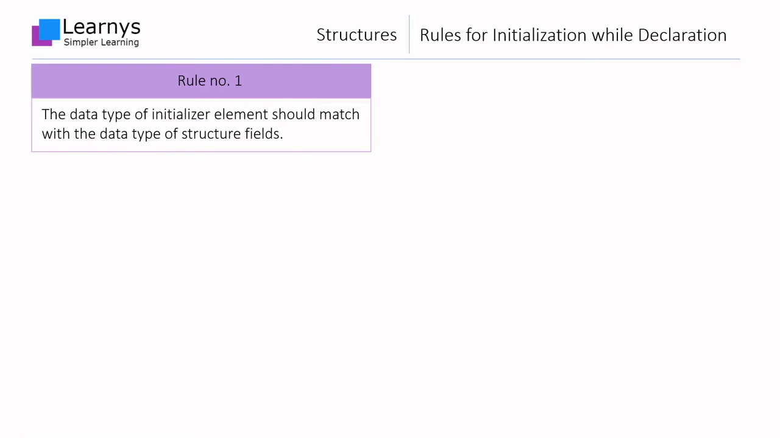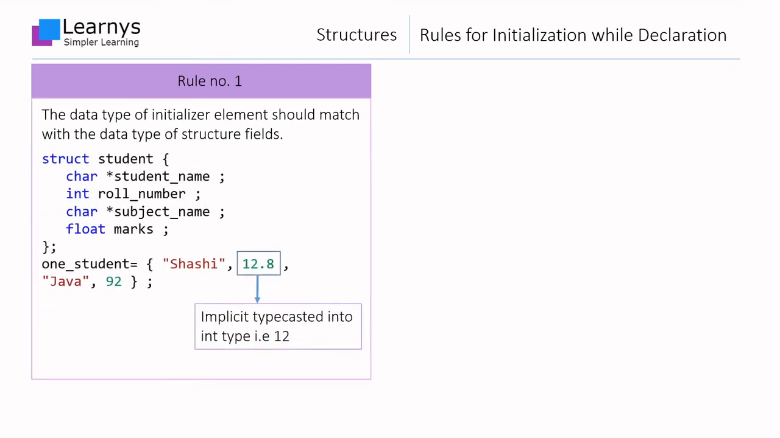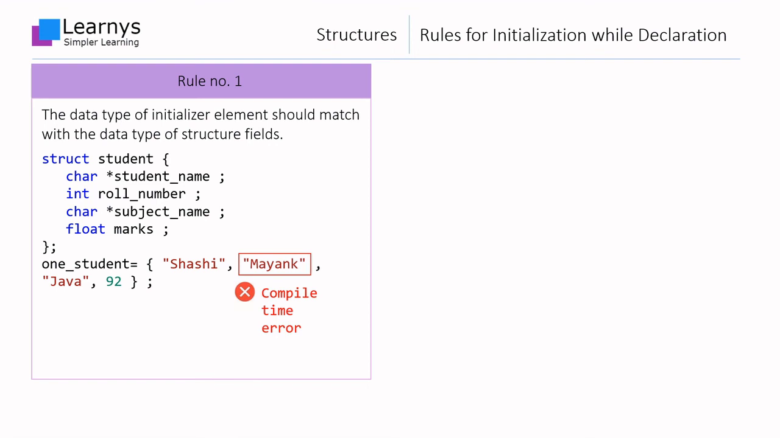The order of the initializer statement is essential. The data type of the initializer should match with the data type of the structure field. In the case of a mismatch, the compiler will force implicit typecasting, leading to unexpected results. Take, for example, this case, where we will be storing 12.8 in an integer type, which could cause an implicit typecasting and store the affected value of 12, or where the string Mayank will be converted into an integer and stored. Operations on this number would result in unexpected behavior.